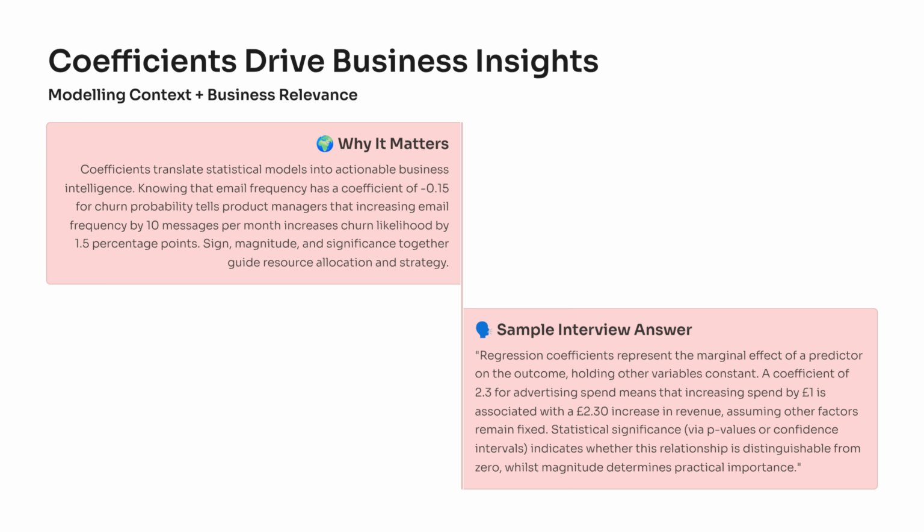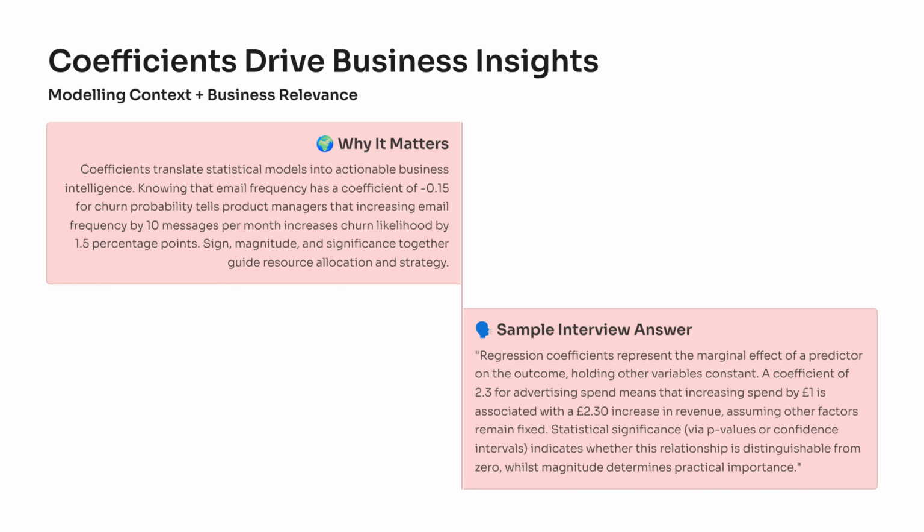Say you're modeling customer churn, and the coefficient for email frequency is 0.15. That means every 10 extra marketing emails increase churn risk by roughly 1.5 percentage points. Suddenly, your marketing team sees that more communication might be driving customers away. So coefficients help you prioritize what to fix or double down on. They reveal where to spend money, where to save it, and where to intervene.